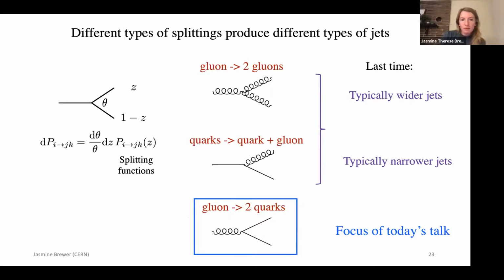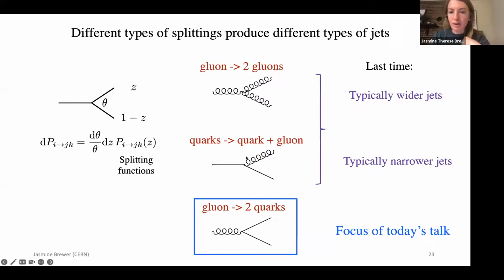So what I told you about last time is that, of course, these different types of splittings also produce different types of jets. It's crucial that these splitting functions for different types of partons are different: they have different probabilities, different angular and momentum scales. One example that I gave last time is that if the initial splitting in a jet is a gluon to two gluons, then these are typically wider, because this typically happens at larger angles and there's more radiation and stuff like that.